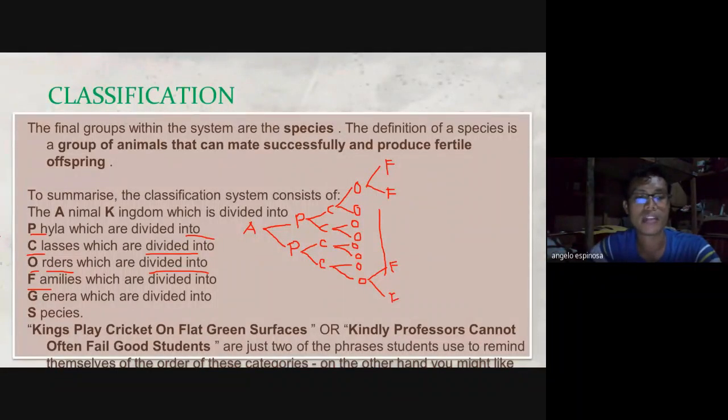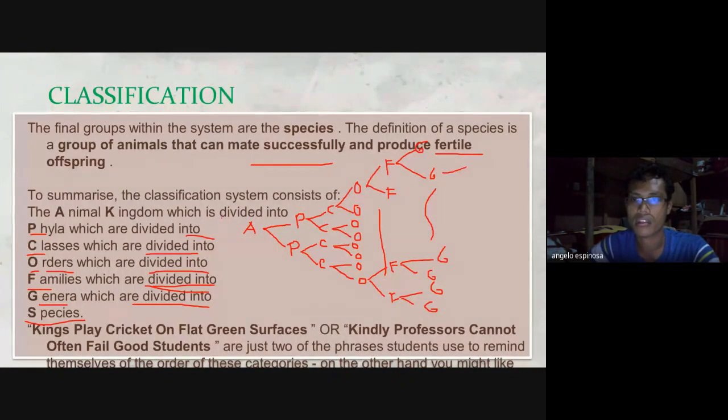And then we have families, which are divided into genera, okay? Families divided into genera, known also as genus. So on and so forth. And genera are divided into the last part, the species, which is the one that can mate successfully and produce fertile offspring. So we have here species, the last part.